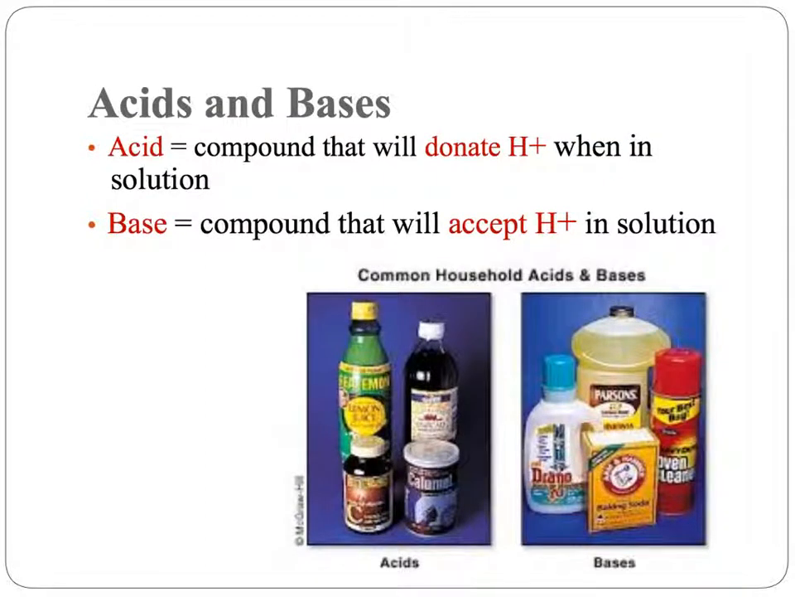We talked a little bit about acids and bases earlier in the year. If you remember the definition that we used in the textbook, and this is the Bronsted-Lowry definition, an acid is a compound that will donate a hydrogen ion when it is in solution, and a base is a compound that will accept that hydrogen ion in solution.